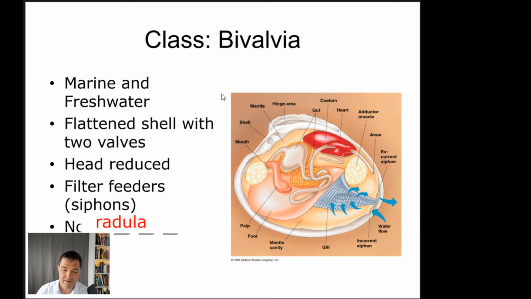Then we have the Bivalvia next, and Bivalvia are the clams, and also called mussels. Some of them are called mussels, different species, but they're called Bivalvia. They have 2 shells. They're all found in water, so none found on land. They're marine and freshwater, and they have 2 shells, flattened shells with 2 valves, one on each side.